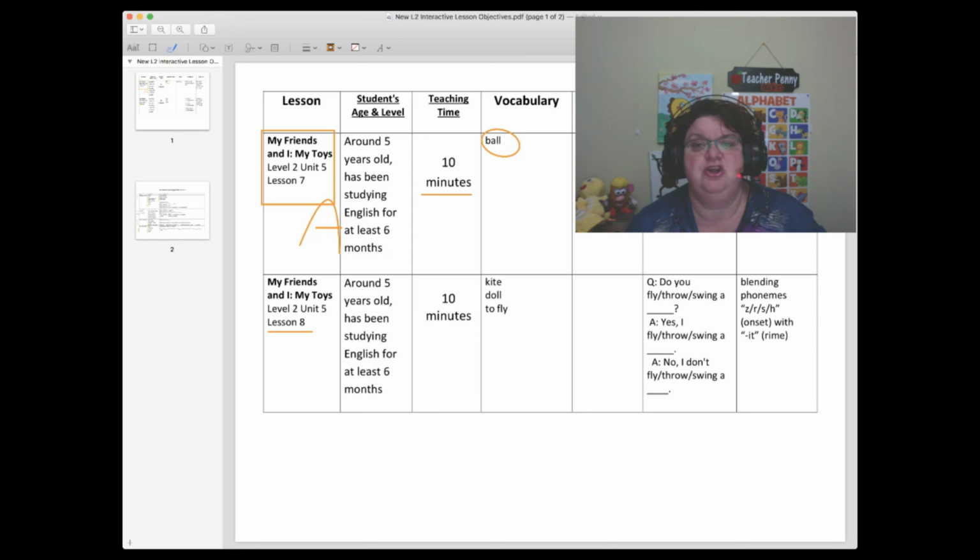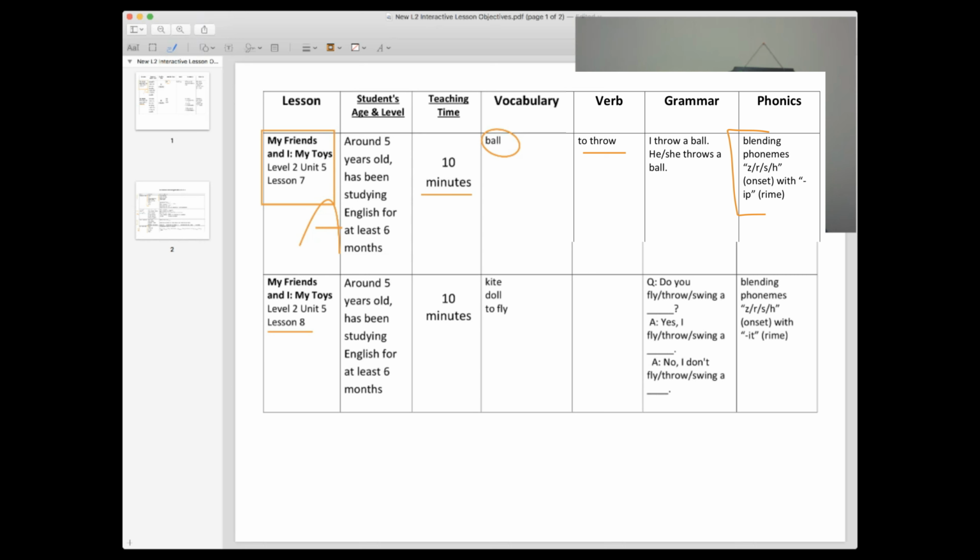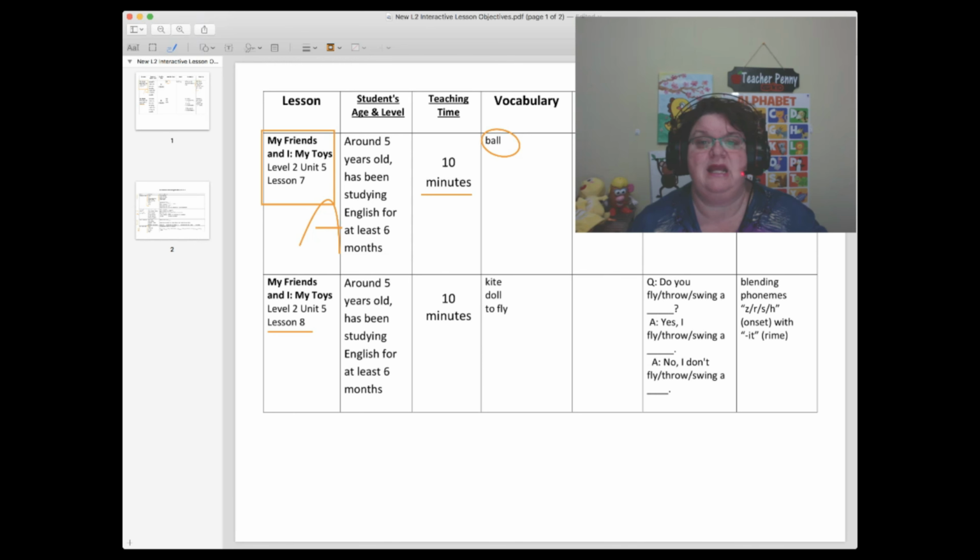Then you're going to be doing some blending with the words with ip. You're going to be blending zip, ip, sip. Watch my video on lesson A to see how I teach that using a whiteboard and magnetic letters. So that's what you're going to be using in that lesson.